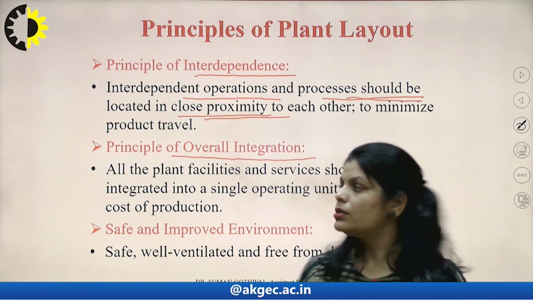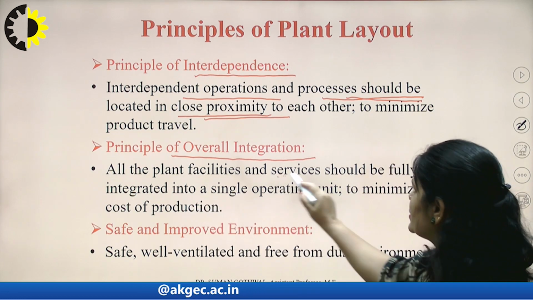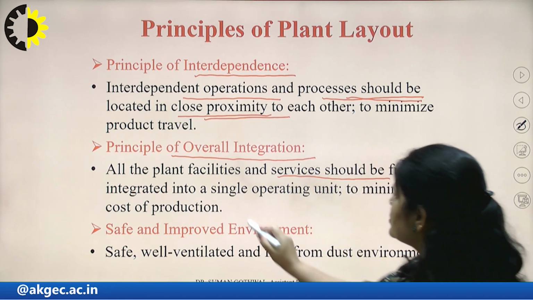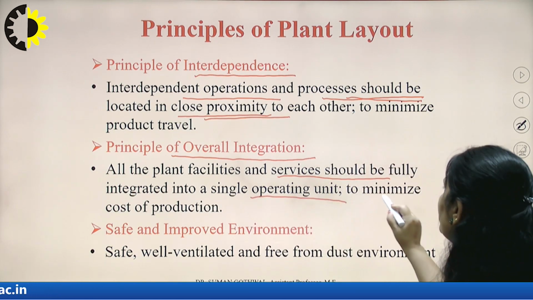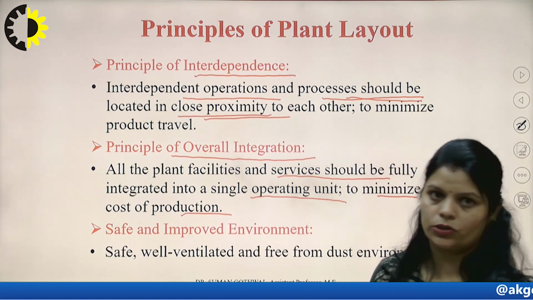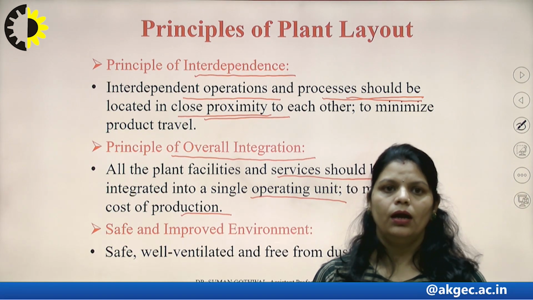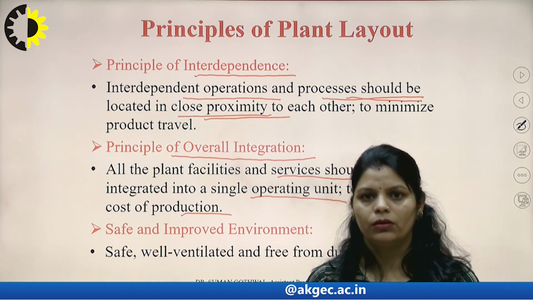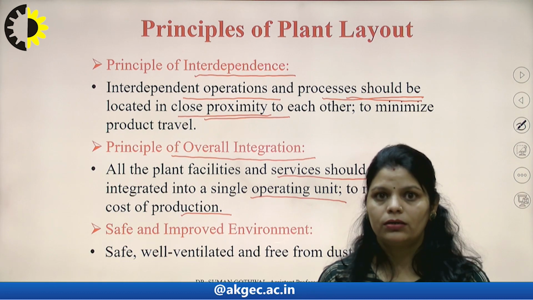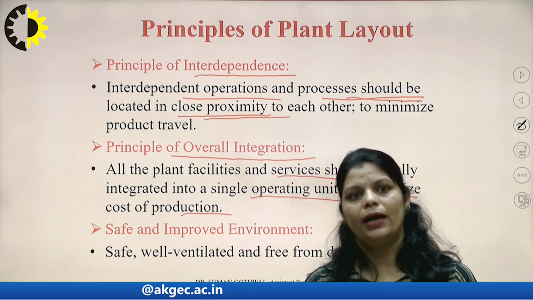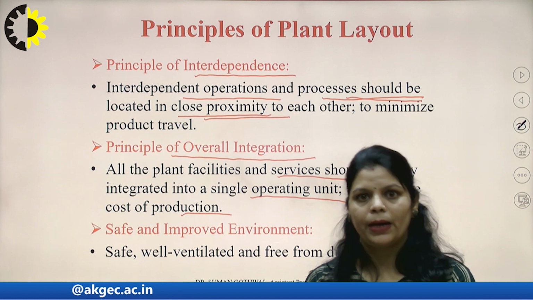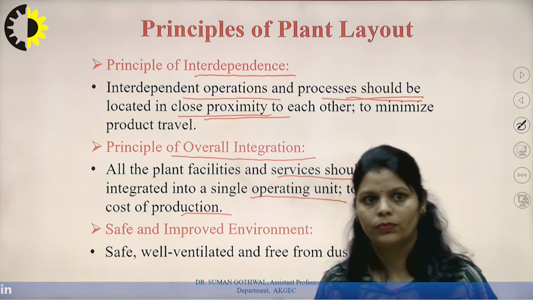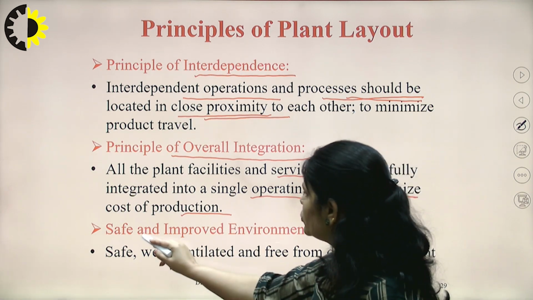Then we come to the principle of overall integration. Here all the plant facilities and services should be fully integrated into a single operating unit to minimize the cost of production. Or we can say it is the integration of the production center facilities like workers, machinery, raw material, etc. in a logical and balanced manner. We have to integrate these resources. Clear?